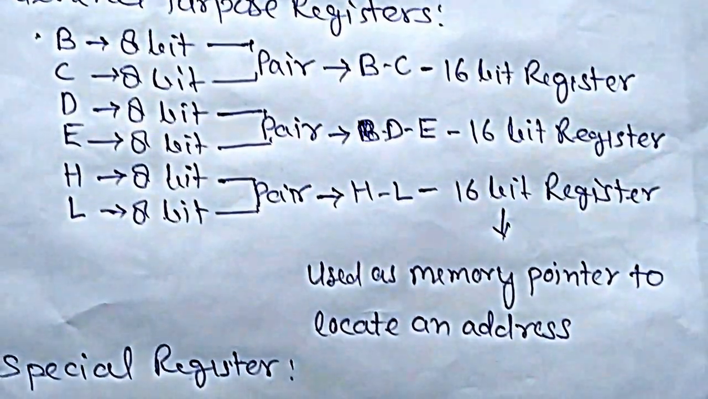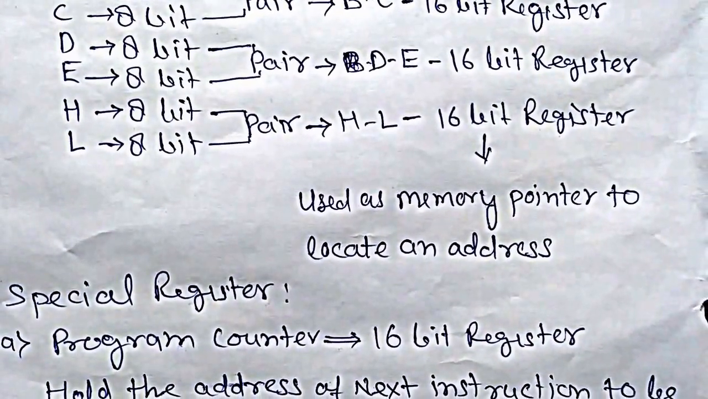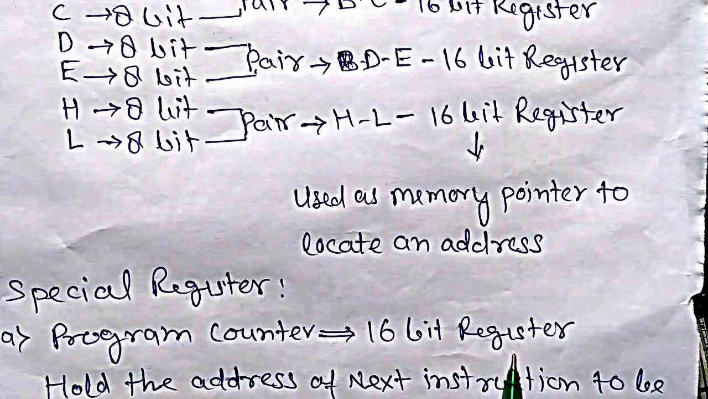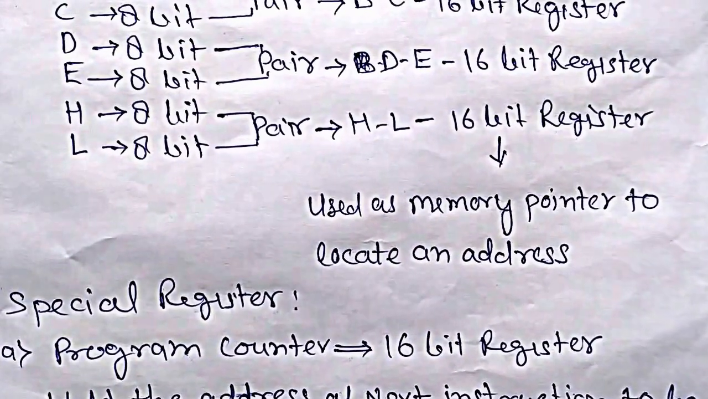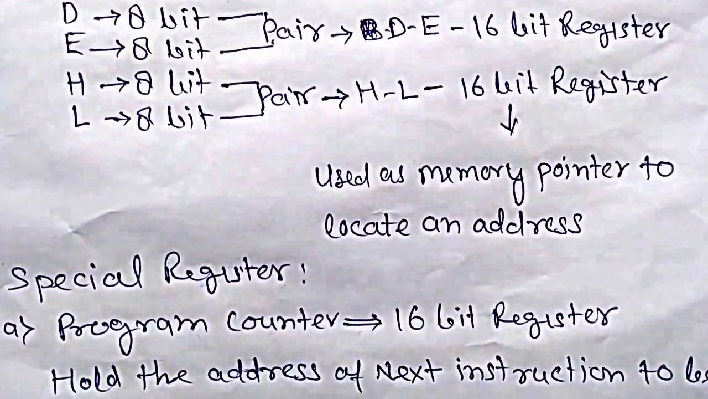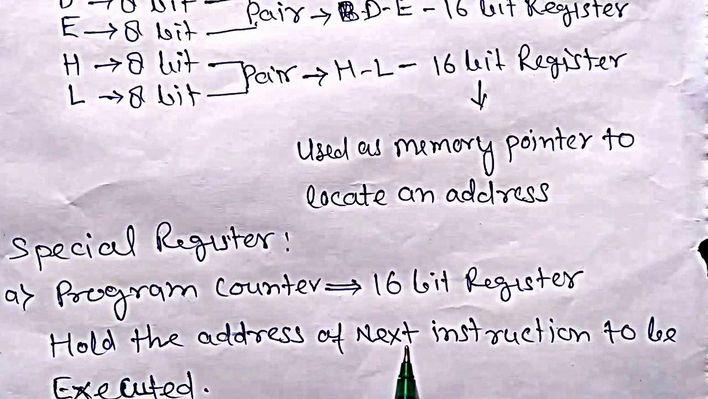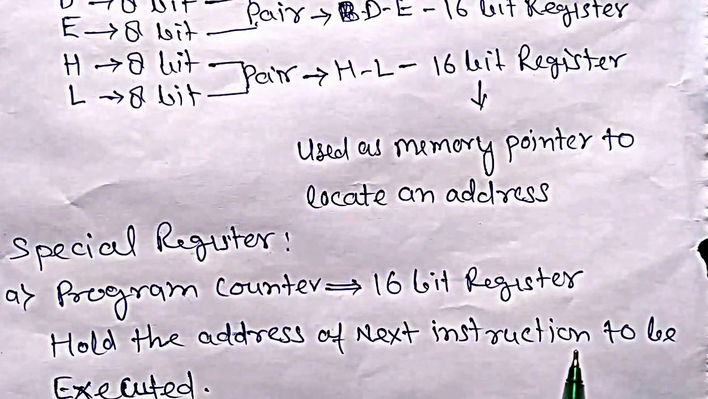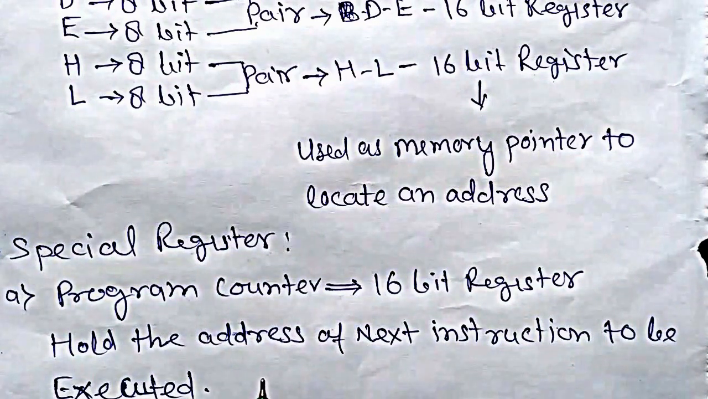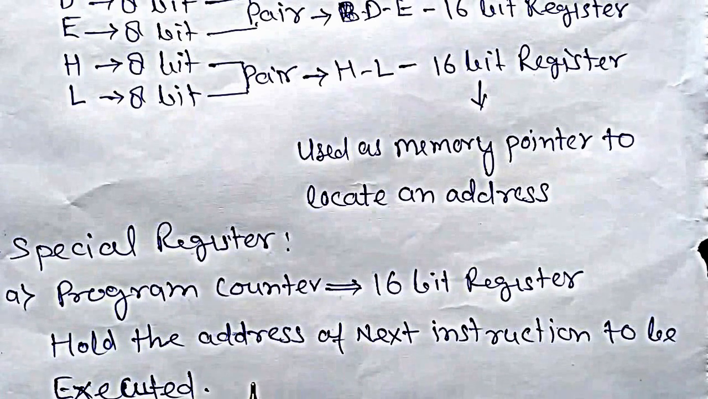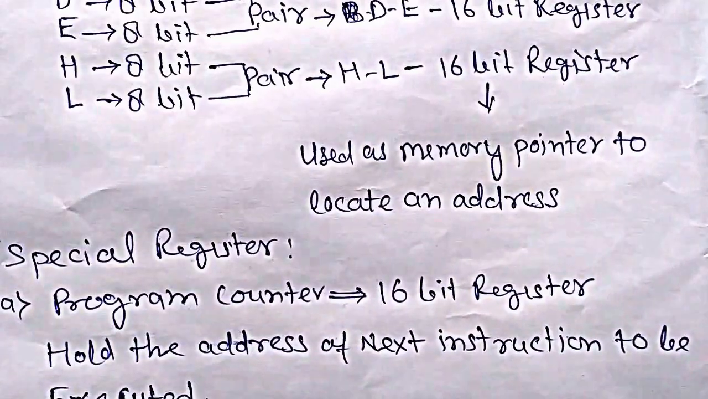Special registers. Number 1 is the program counter. The program counter is a 16-bit register. It holds the address of the next instruction to be executed. So the program counter is a 16-bit register and its function is to hold the address of the next instruction to be executed.